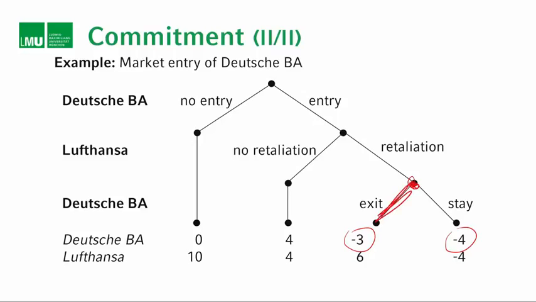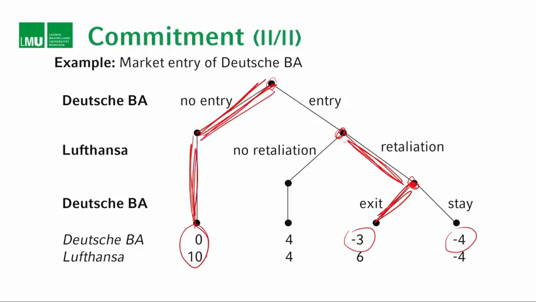Having solved that, we then can look at Lufthansa's strategy. And Lufthansa can choose to not retaliate and make profits of 4, or to retaliate knowing that Deutsche BA is going to exit and get 6. So Lufthansa, if Deutsche BA has entered, has an incentive to retaliate. Now Deutsche BA is going to look at this situation and say, well, if I enter, Lufthansa is going to retaliate, at which point I'm going to exit and I'm going to make -3. So if I don't enter, nothing will happen and I make profits of 0. So the equilibrium of this model, the outcome of this model, is going to be for Deutsche BA to not even enter and Lufthansa not to have to do anything.